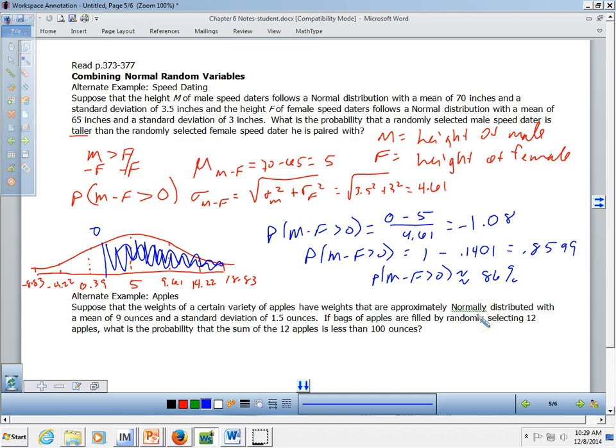And if you're doing your calculator normal CDF, you'd put 0 in and then some big number, 100 or 1,000, and then type in 5 and 4.61 for your mean and standard deviation. Okay? And you should get pretty close to the same thing.